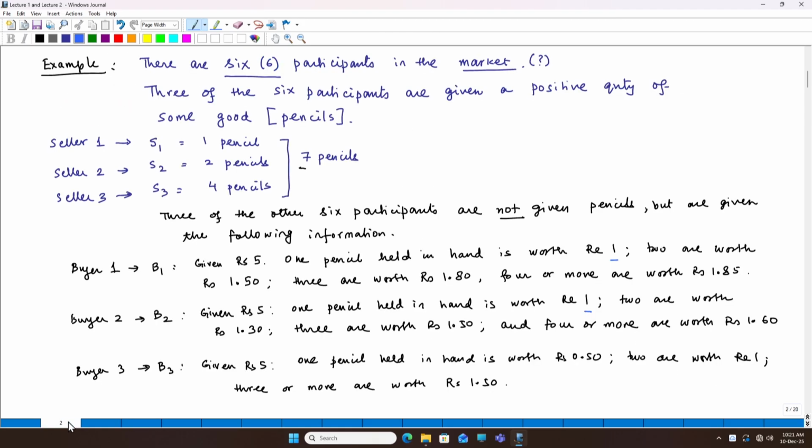What about buying 2 units? 2 are worth 1.3. So, I pay 2 rupees to get 2 pencils which are worth 1.3. So, my net gain is 1.3 minus 2, which is minus 0.7.